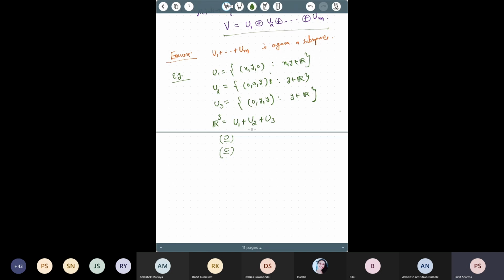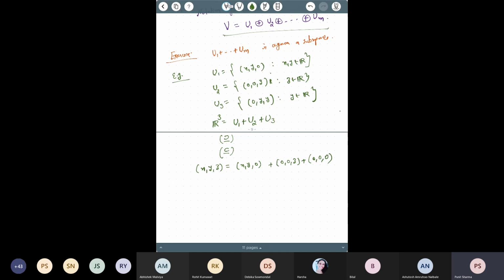So how would you do that? If you take any element in R3, it would be of the form (x, y, z). Now this element (x, y, z), you have to write as an element of this sum U1 plus U2 plus U3. That means you have to write this as a sum of vectors in U1, U2, and U3. So how would you write this? You can write it as (x, y, 0) plus (0, 0, z) plus (0, 0, 0).